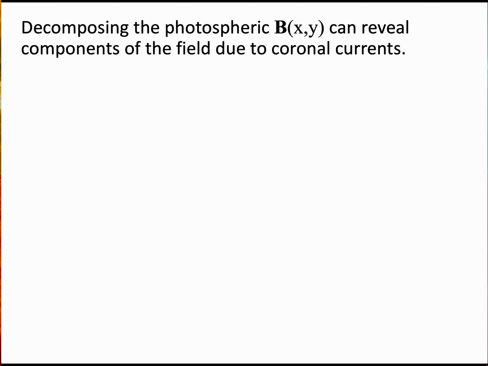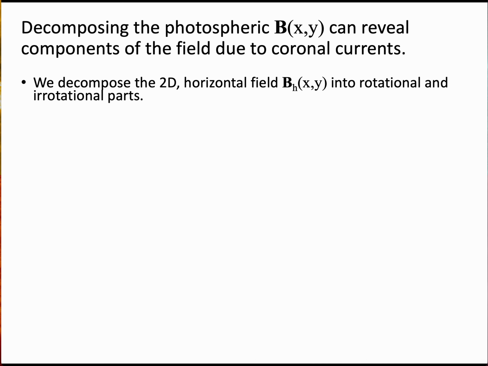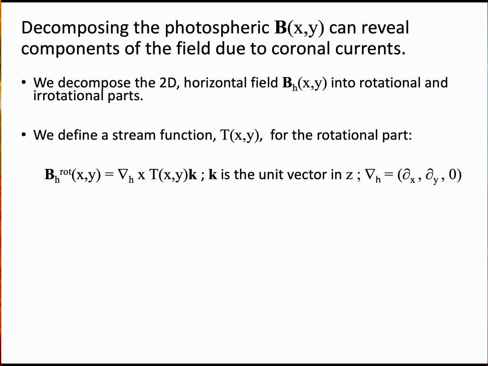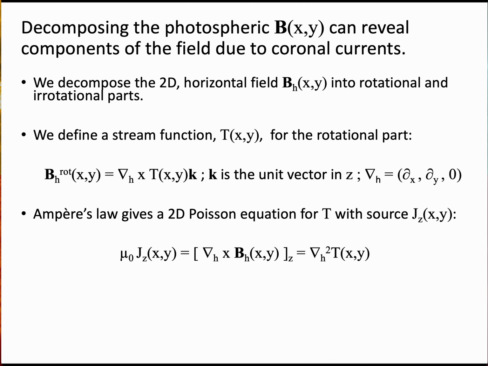So in order to show these photospheric imprints of coronal currents, I need to decompose the photospheric vector magnetic field. I'm going to break the horizontal field into two components, a rotational component and an irrotational component. For the rotational component, we can define a stream function. If I take the curl of the rotational component from Ampere's law, I get the vertical current, and that gives me a Poisson equation to find the stream function if I want it.